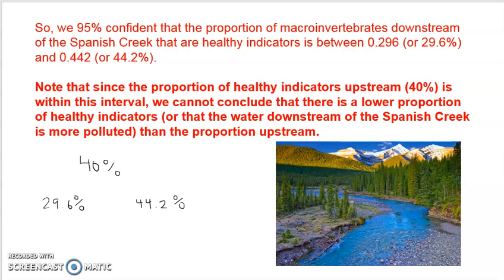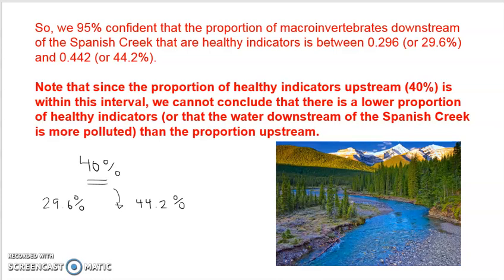Now, can we conclude based on this data that the river is more polluted downstream? Well, remember, 40% upstream are healthy indicators. We're pretty certain that between 29.6 and 44.2% downstream are healthy indicators. Notice that 40% falls right in the middle of these numbers. So can you conclude that the proportion of healthy indicators is lower downstream? You actually can't in this case. Since that 40% falls within our confidence interval, we cannot conclude that there's a lower proportion of healthy indicators, or that the water downstream of the Spanish Creek is more polluted than the water upstream.